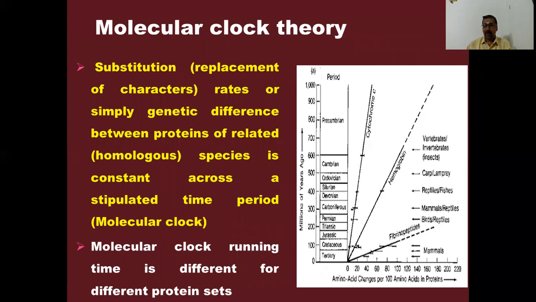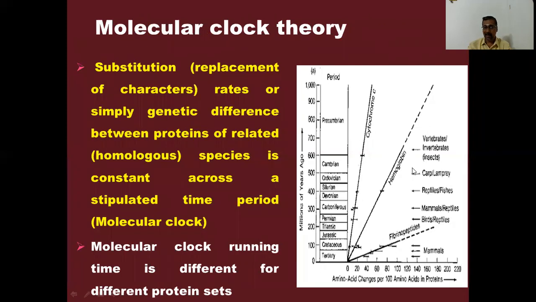I'm not going to go much further into molecular clock theory. Very simple, I'll just give an overview. What is molecular clock theory? Molecular clock theory refers to substitution rates, substitution mutations, or replaced characters, or very simply, the genetic differences which occur between proteins of related or homologous species across a stipulated time period.